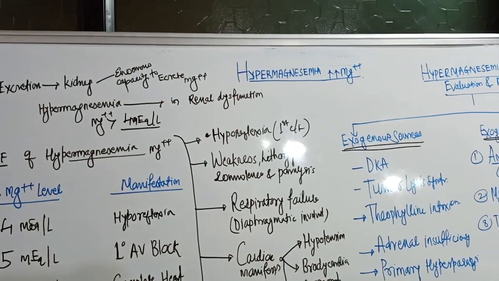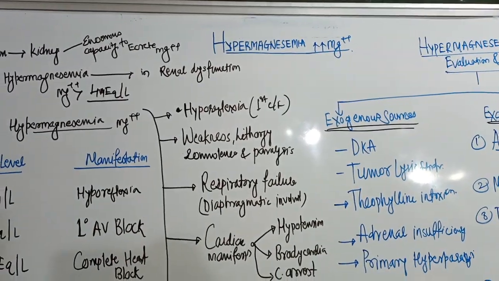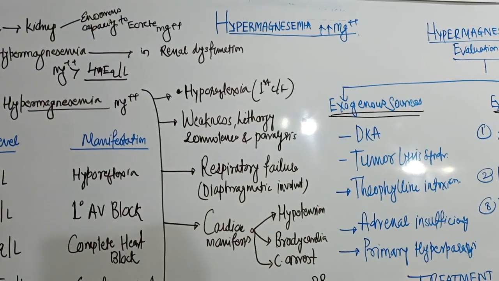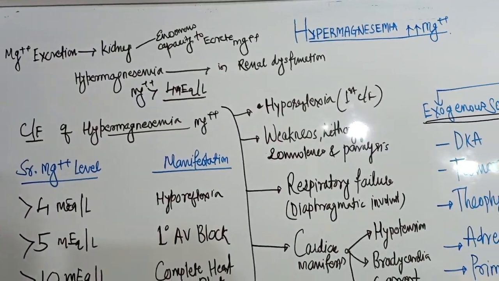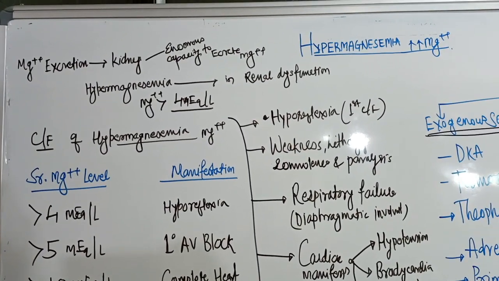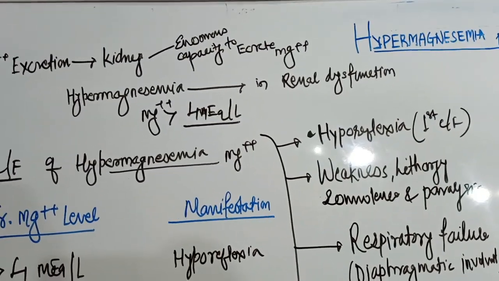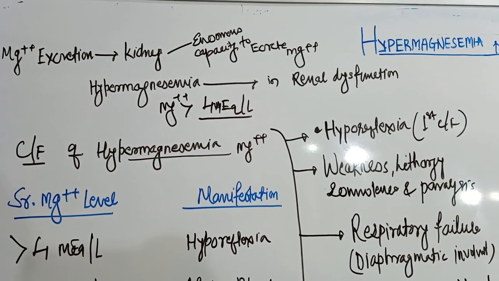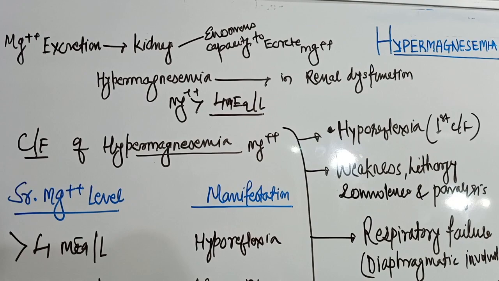So let's talk about hypermagnesemia. Hypermagnesemia is not very common in intensive care, but we can encounter such cases in CKD patients. Magnesium is mostly dealt with by the kidney, which has an enormous capacity to excrete magnesium. Hypermagnesemia is a magnesium level of more than 4 milliequivalent per liter.